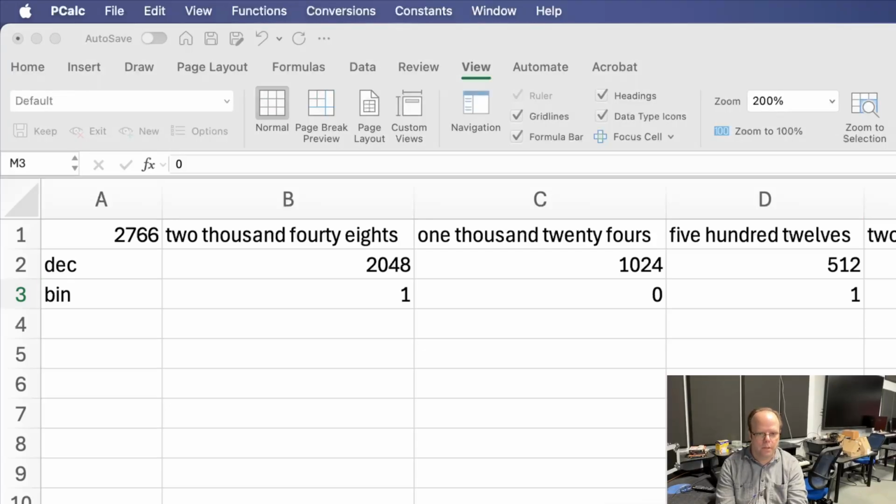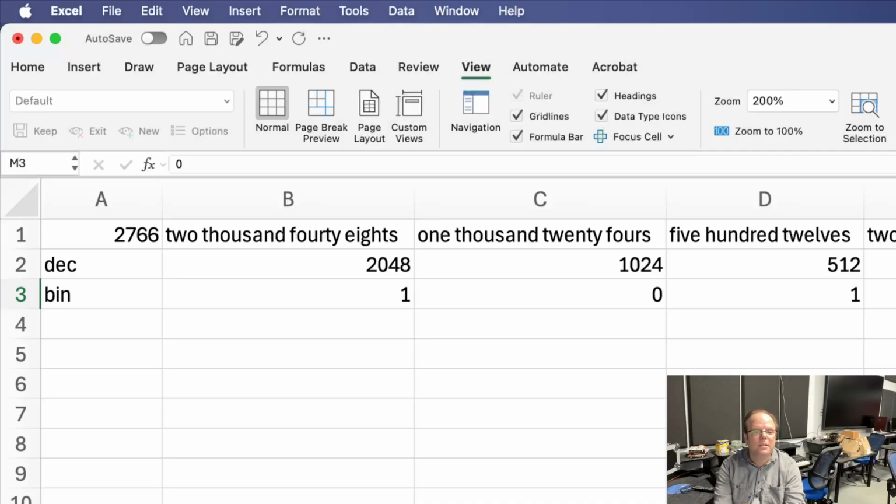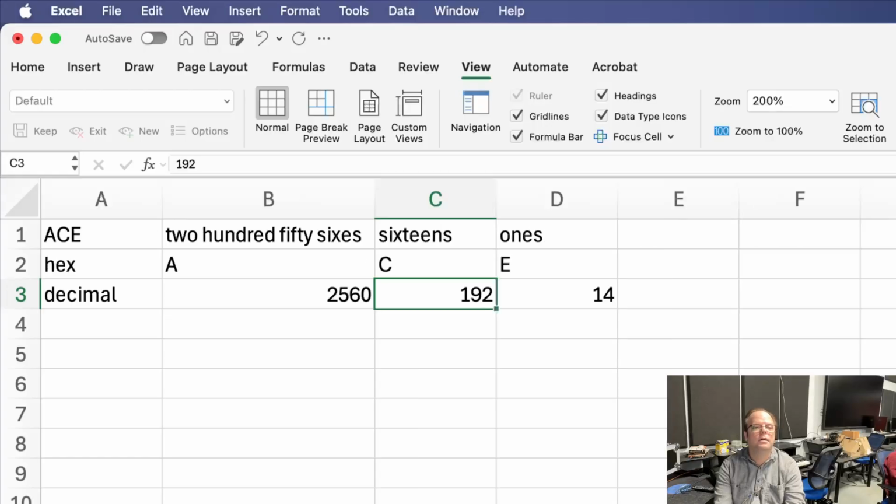Let's try it. 1 0 1 0 1 1 0 0 1 1 1 0. Decimal: 2,766. Is this hexadecimal? We have to see it, just to be sure. Well, let's figure it out. We already did this earlier.